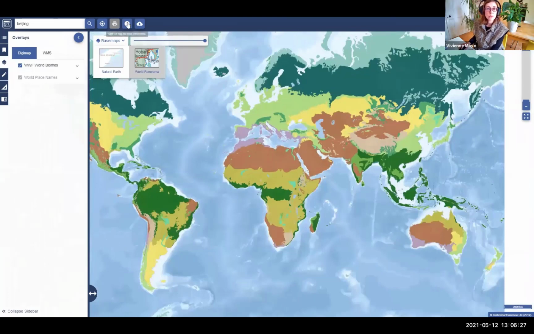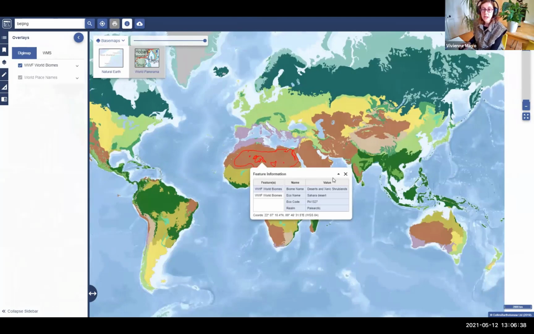So if you're working in physical geography, these may be useful to you. Another tool you can use to work with these is this little information tool at the top here. Just turn that on and then select any biome, and it will give you the attributes for that data. So this is deserts and xeric shrublands I'm looking at there.